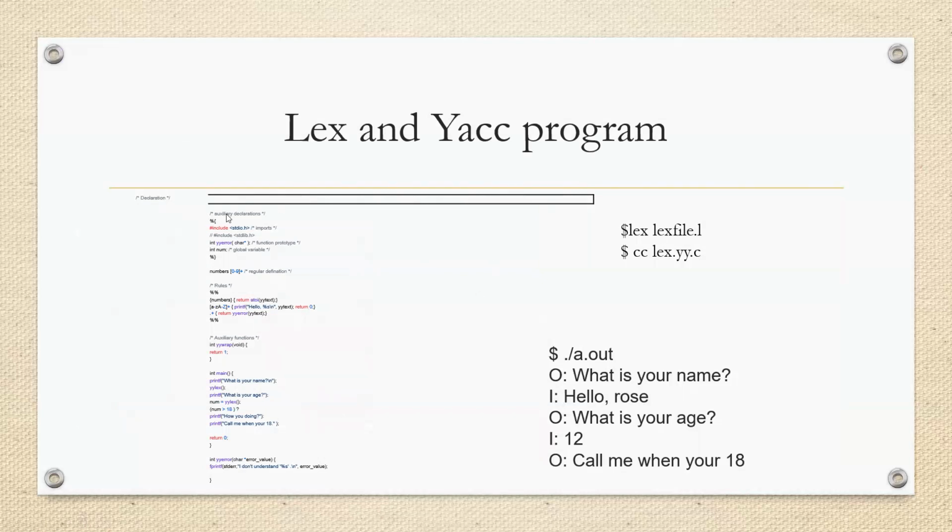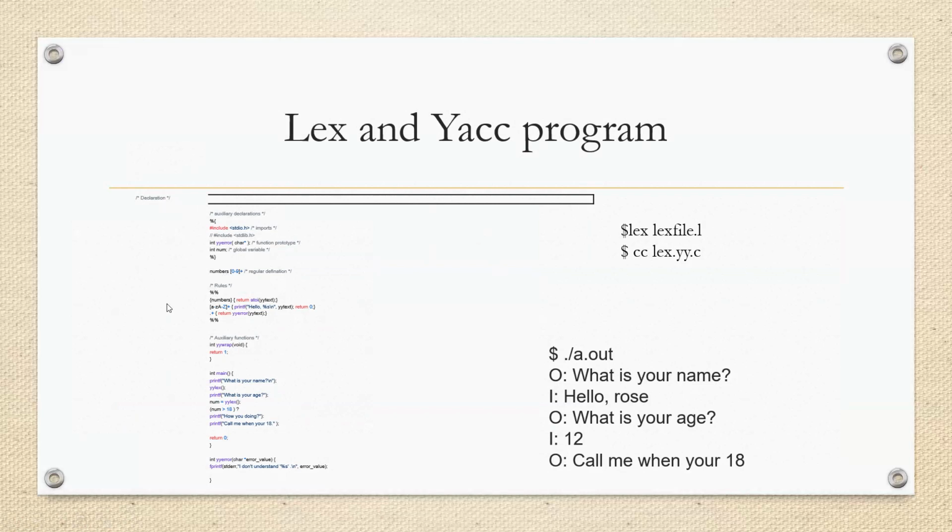Here we have the declaration section. As we had seen in the previous slides, this is the delimiter. Hash include is the header file, and int yyerror is the function prototype. These are all function prototypes, and int num is a global variable. We are declaring it globally. The number is 0 to 9 plus, that is, one or more digits from 0 to 9 should be printed.